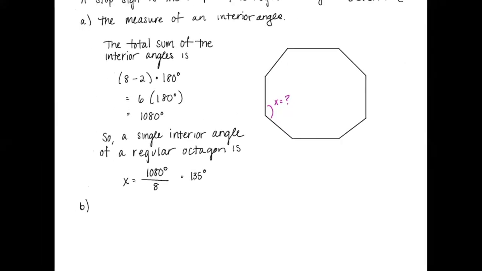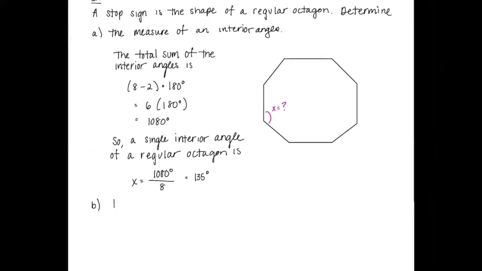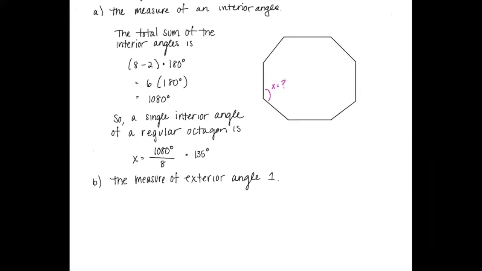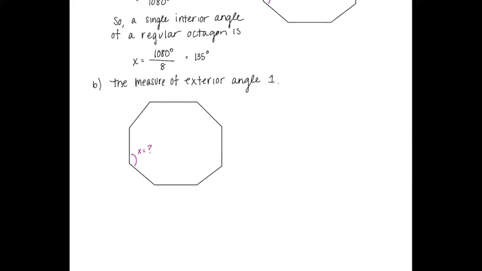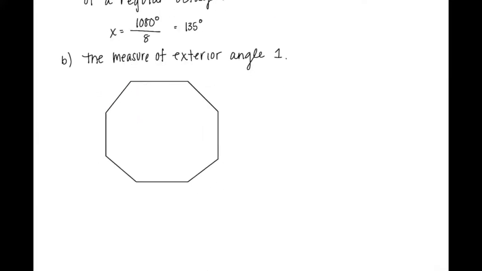For the second part, we want the measure of exterior angle, which we're going to call 1. So this one, your book does provide a picture. So here is our regular octagon. Angle 1 would be this angle right in here. So that's our exterior angle.